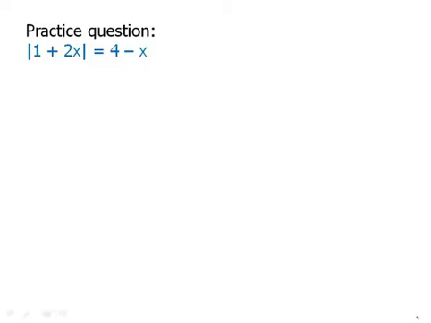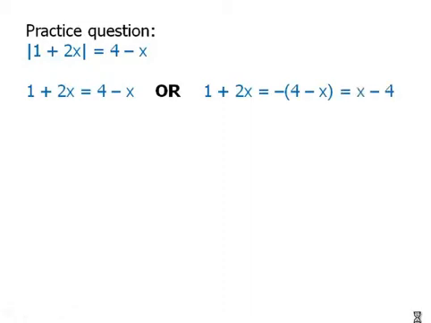Okay, for this one, the absolute value is already isolated, so we can immediately break this into the OR equation. We say that the thing inside the absolute value, 1 plus 2x, either equals that expression, 4 minus x, or equals the expression with a negative sign in front of it. And of course, putting a negative sign in front of subtraction just reverses the order of the subtraction. It becomes x minus 4.